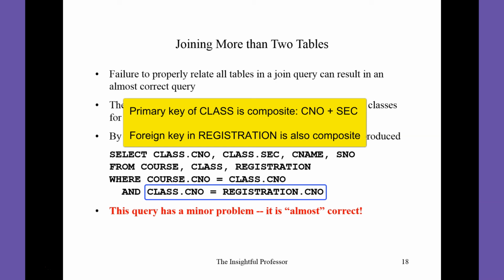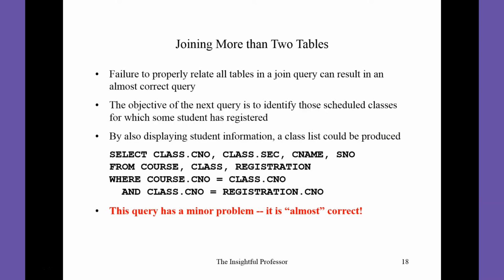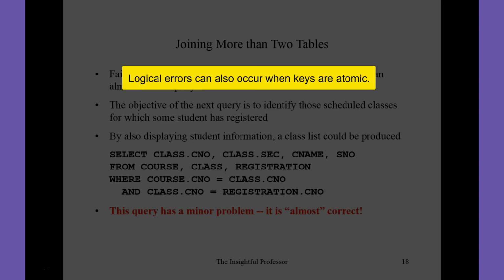Here we're relating only part of the key. Because of this composite key and the fact that we're not using the entire key, we will have information that suggests that a student has registered for a section that currently has no students. This is an example of a logical error that results from not fully understanding data semantics. Here, the keys were composite. Another form of such an error can occur when the keys are atomic.